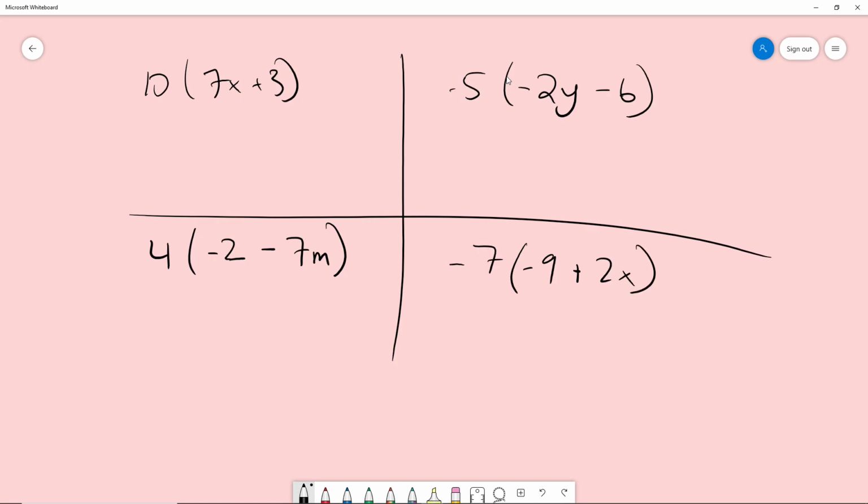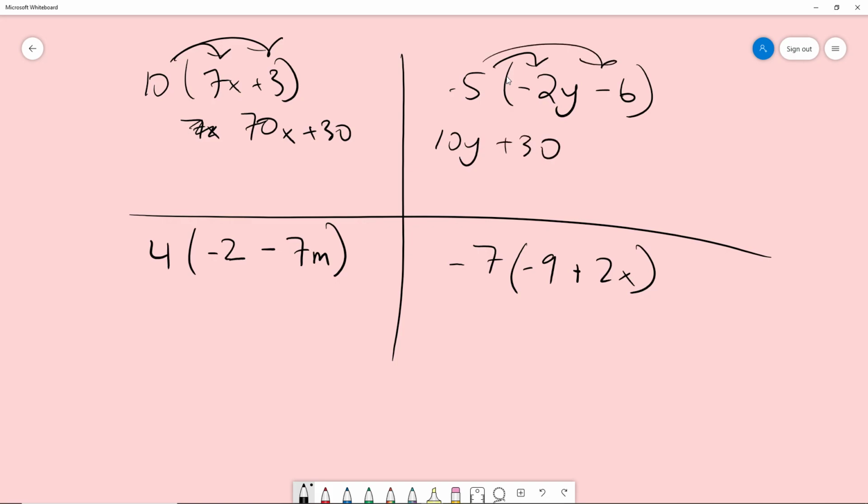It's more the concept. So we're just going to multiply in. These are not like terms, so I can't combine. Multiply in. 10 times 7 is 70. 10 times 3 is 30. Negative times a negative here. Pay attention to your signs. So positive 10y. -5 times -6, positive 30. Positive 4 times -2.